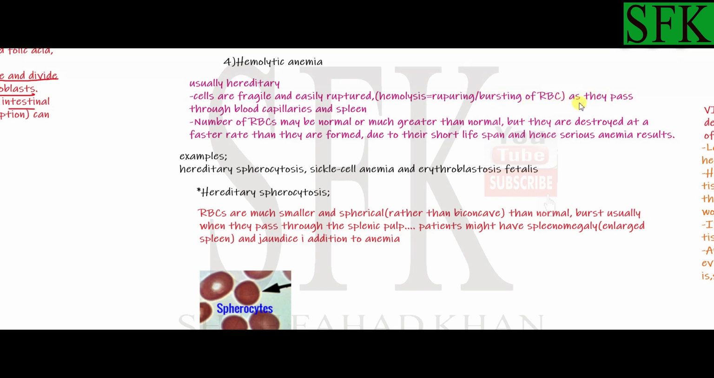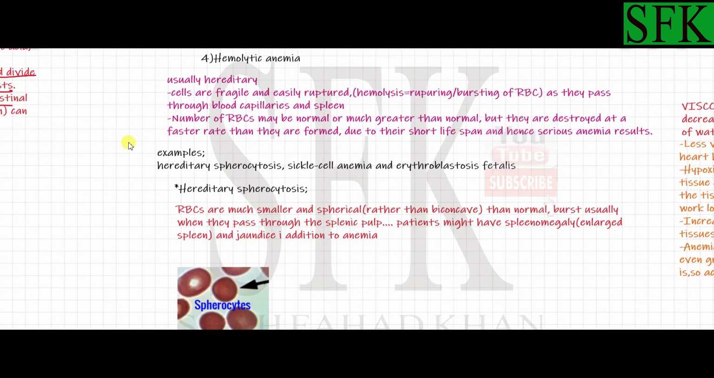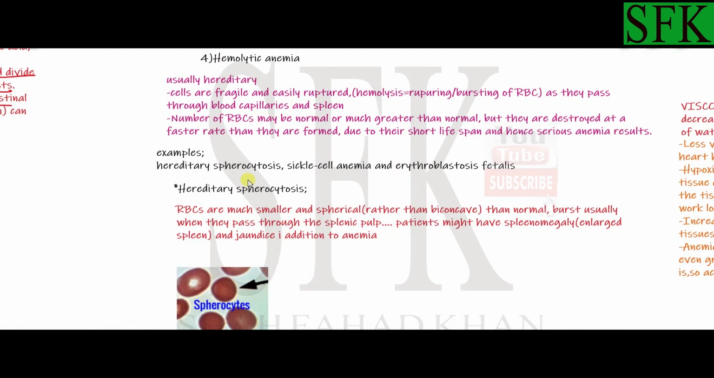As I told you guys earlier, as they pass through the blood capillaries and spleen, there are chances that they might get destroyed, burst, or ruptured. And if the cell membrane gets ruptured, then the cell will die. The cell is no more useful for oxygen transport, because the hemoglobin will be released from the cell, and then it will not be capable of transporting oxygen.